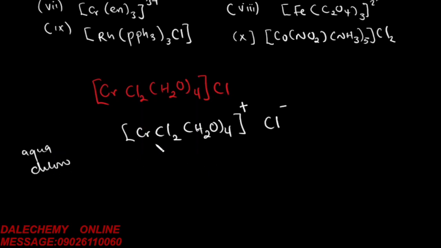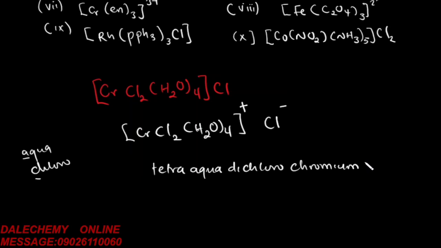So we're having two things here. The A comes first before chlorine, so we name the water first before chlorine. And we have 4 of that, so that will be tetraaqua. Then we have 2 of chlorine, dichloro. Then name your metal. Your metal here is chromium.